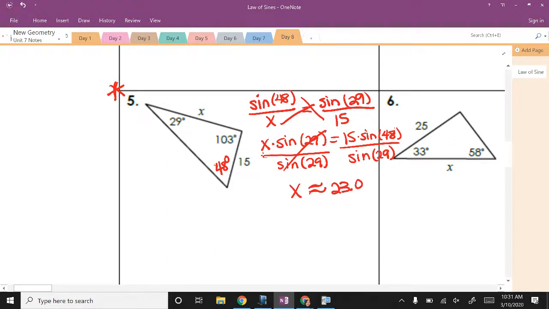Okay, so let's make sure that makes sense. The 29-degree angle is across from 15. 48 is bigger than 29, so 23 is bigger than 15. Does that make sense? So raise your hand if you got that. Any questions about how to find a missing side using law of sines? All right, we're going to flip to the back and work on finding missing angle measures.